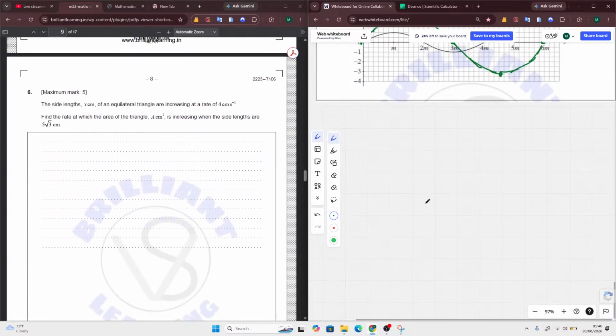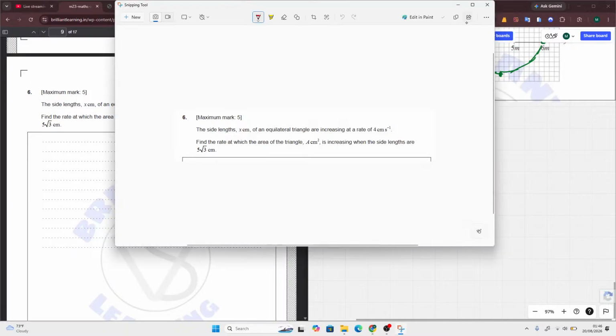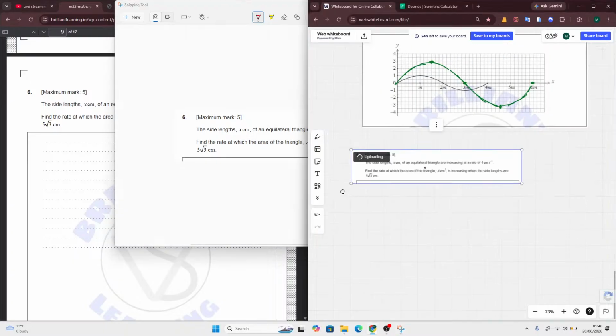Okie dokie, equilateral triangle. The side lengths of an equilateral triangle. I feel like this has been a fairly easy test, I won't lie. I feel like for a higher level, I've seen worse.